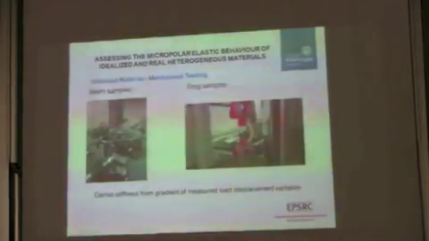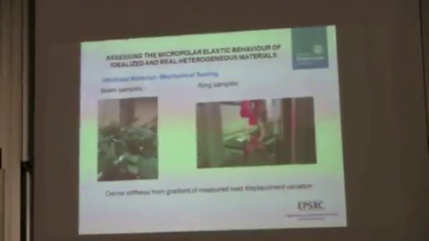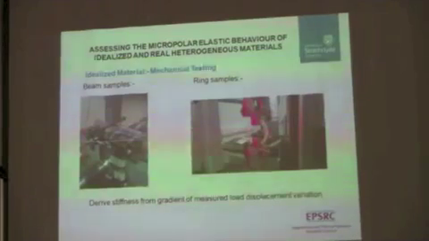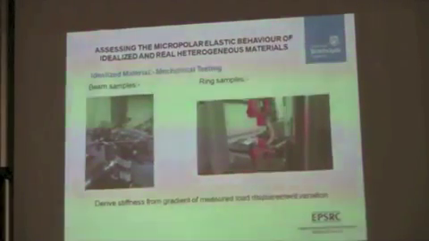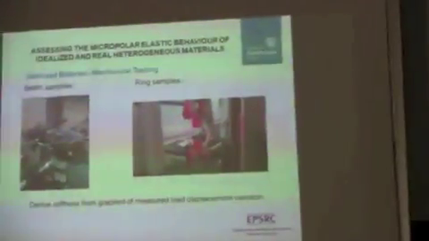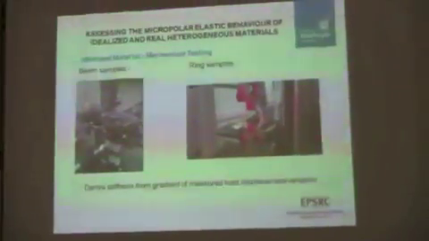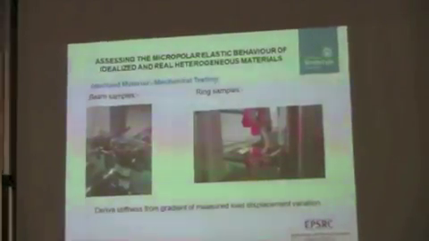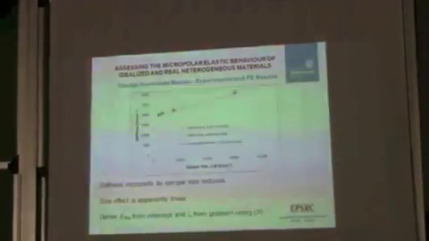Okay, just a couple of slides here showing how we actually load the samples. The aluminium beams are loaded in 3-point bending. The ring samples are just pulled by diametrically opposed loads. We then derive the stiffness from the gradient of the measured load displacement variation. And what we always find is that the samples behave in a linear elastic manner. So we can just derive the sample stiffness from the gradient of that measured load displacement variation.